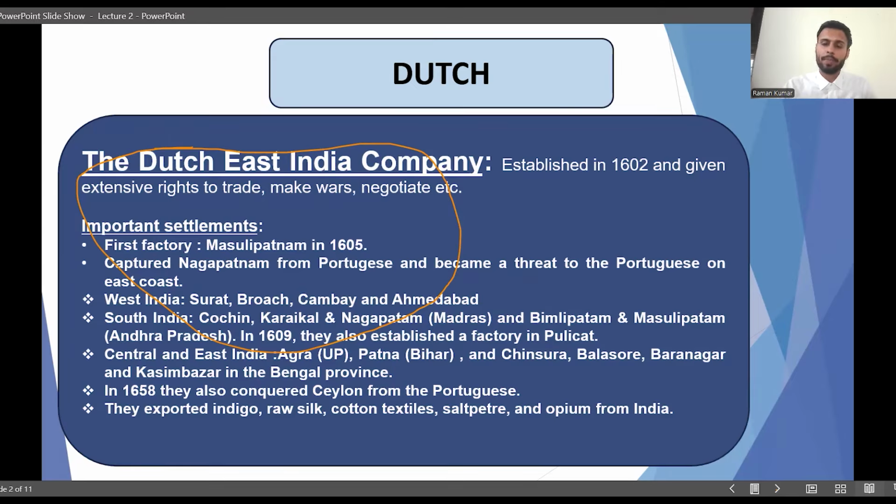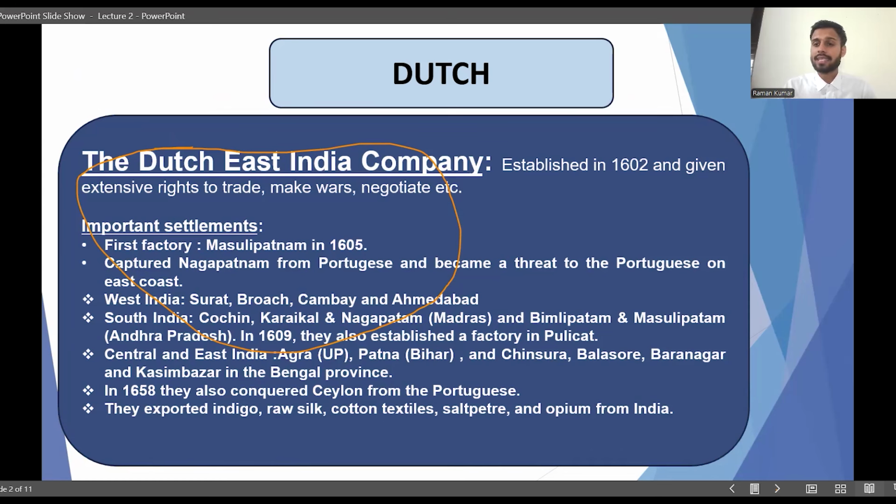Masulipatam is a very important port in Andhra Pradesh, and there is a map of all the different European settlements in India in the next slides, so I'll show you as well. Basically, they established a factory in Masulipatam in 1605. Then they captured Nagapattinam from the Portuguese, which became a threat to the Portuguese on the east coast because Nagapattinam was their major trading center.